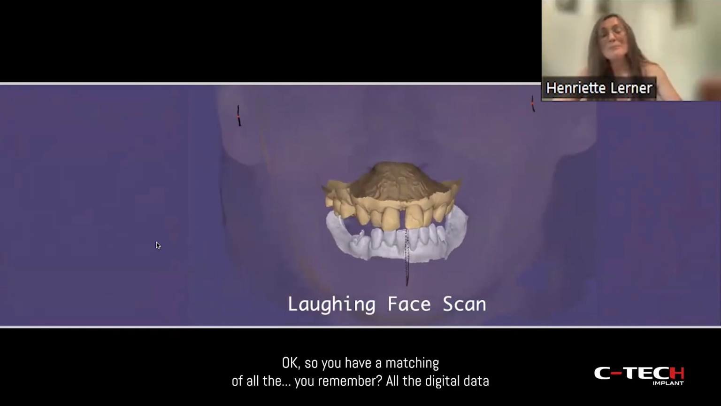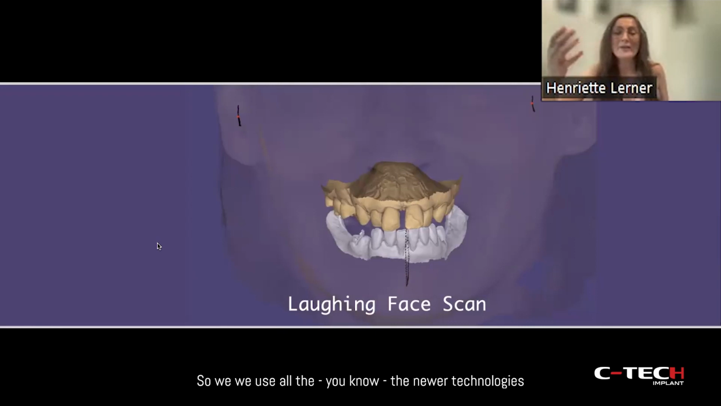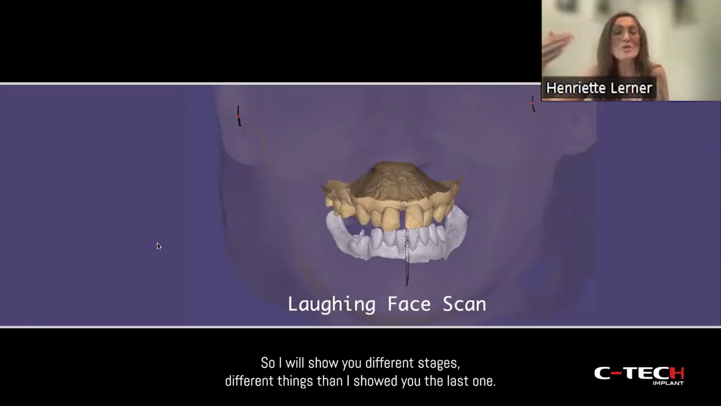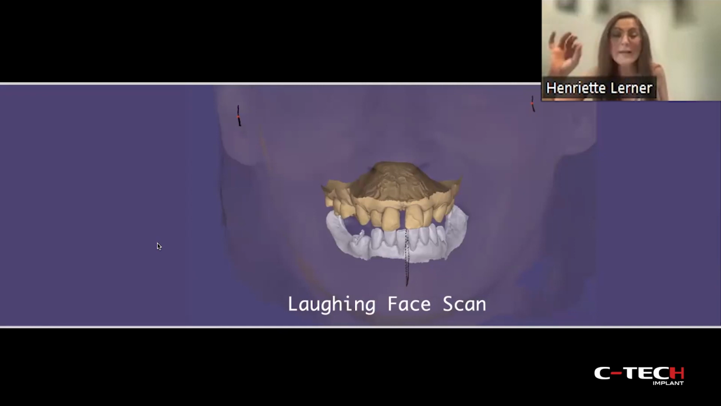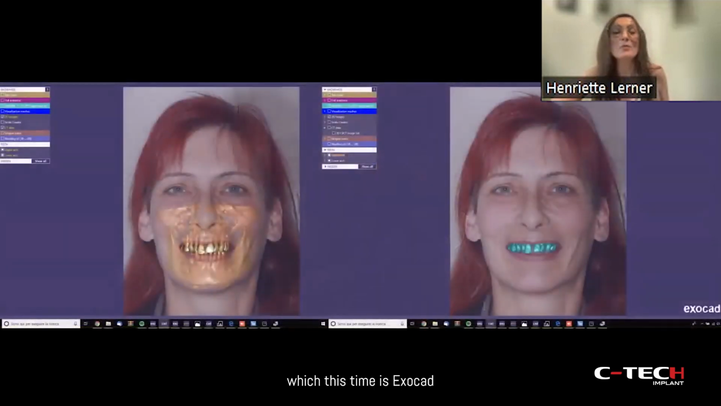Okay, so you have a matching of all the digital data you remember. This is a more recent case, so we use the newer technology. I will show you different stages, different things, and I'll show you the last one with its advantages. So we can match the laughing scan, implement the movements in the planning software, which this time is exocad. I suppose Christos will use the same.